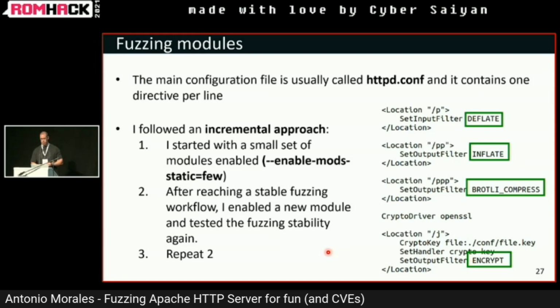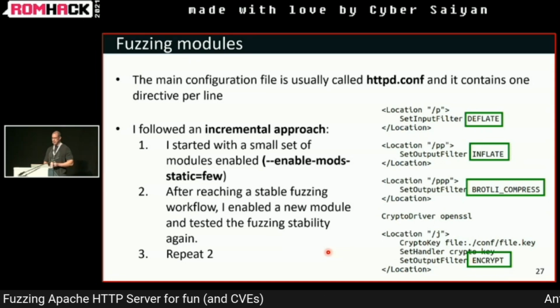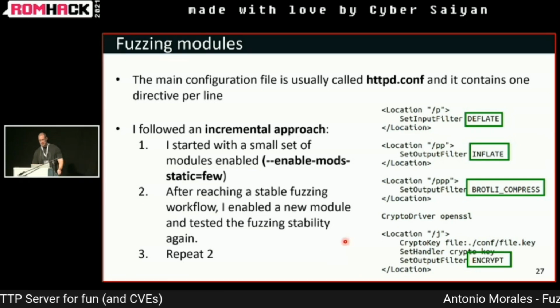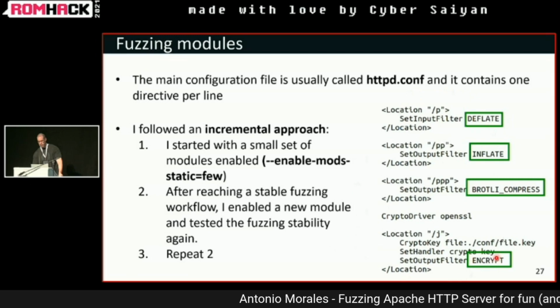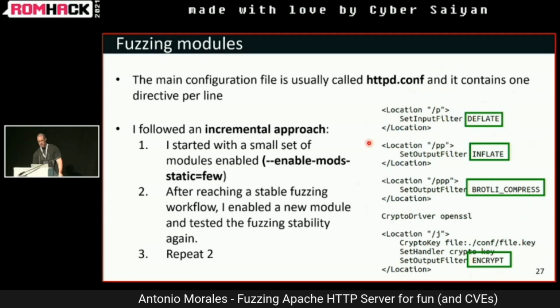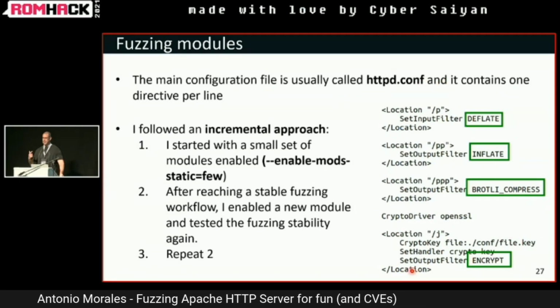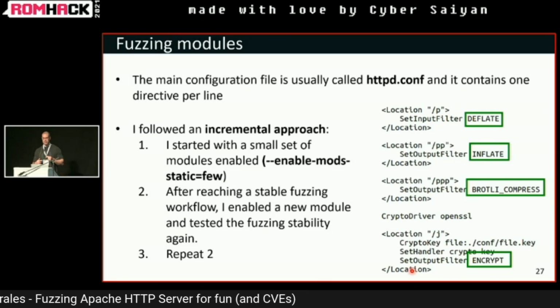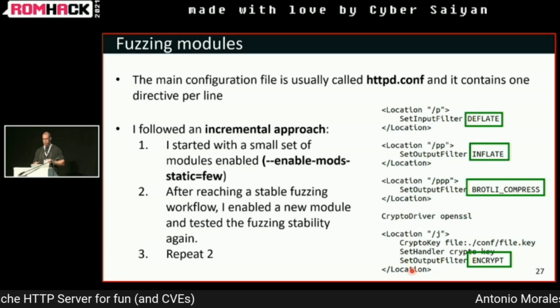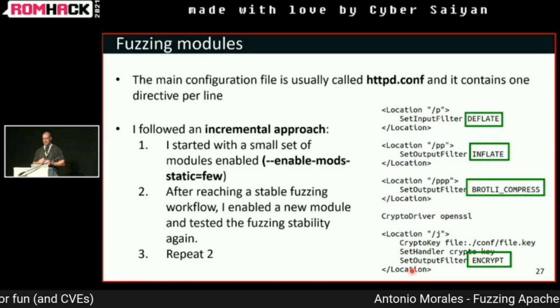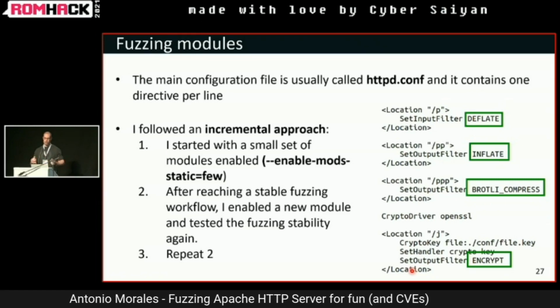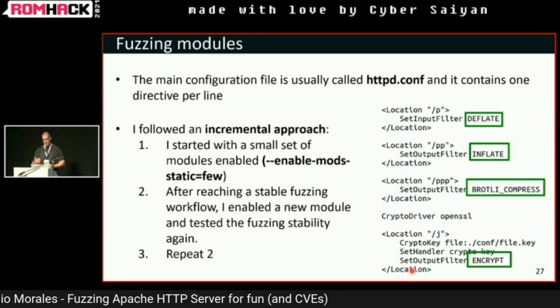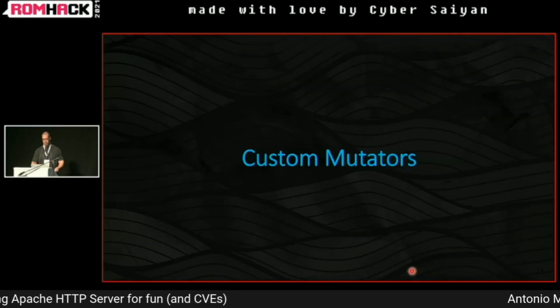What I did was to use, at first, an incremental approach where I started with a small set of modules enabled. You can see here the HTTP conf. And then I tried to progressively include new modules in the configuration file and test the stability. Following that, I repeat the process until all the modules are enabled and the fuzzing process is stable.